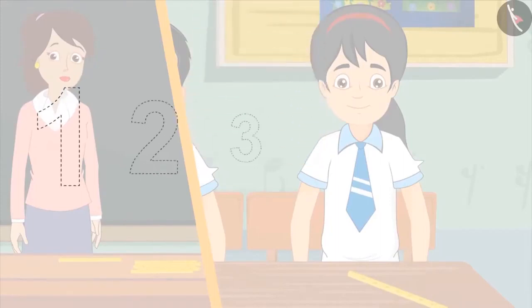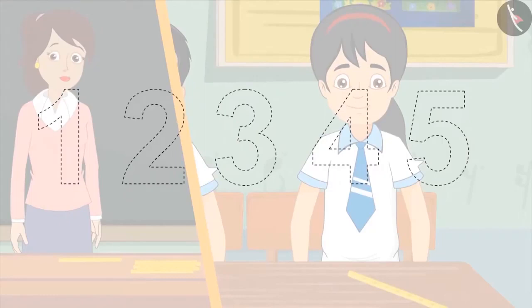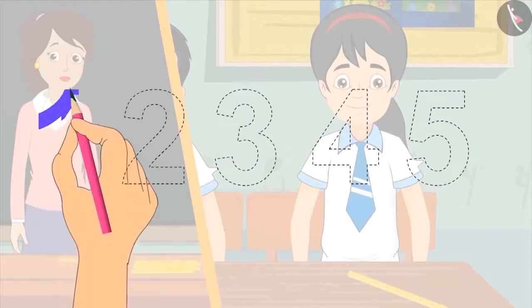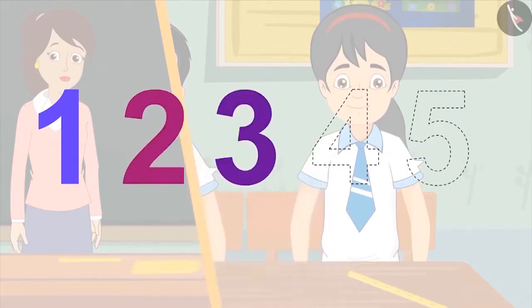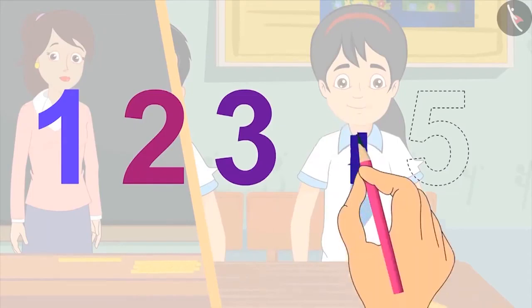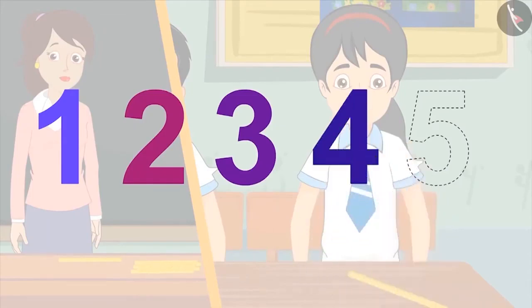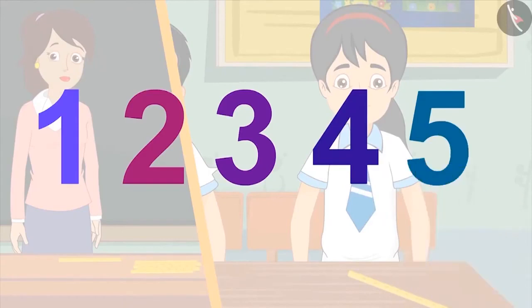You have seen how you can write each number as a special symbol. Let us learn to write these symbols. We write 1 like this, 2 like this, 3 like this, 4 like this, and 5 like this. All of you must practice writing these symbols.